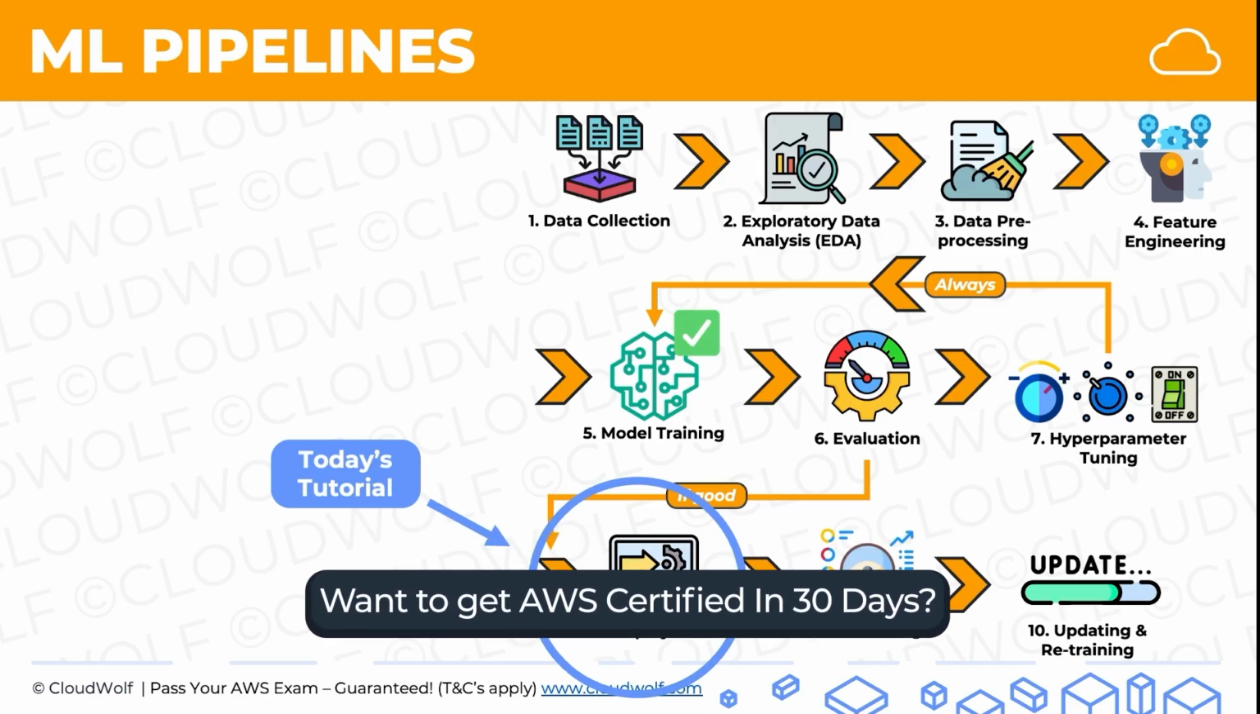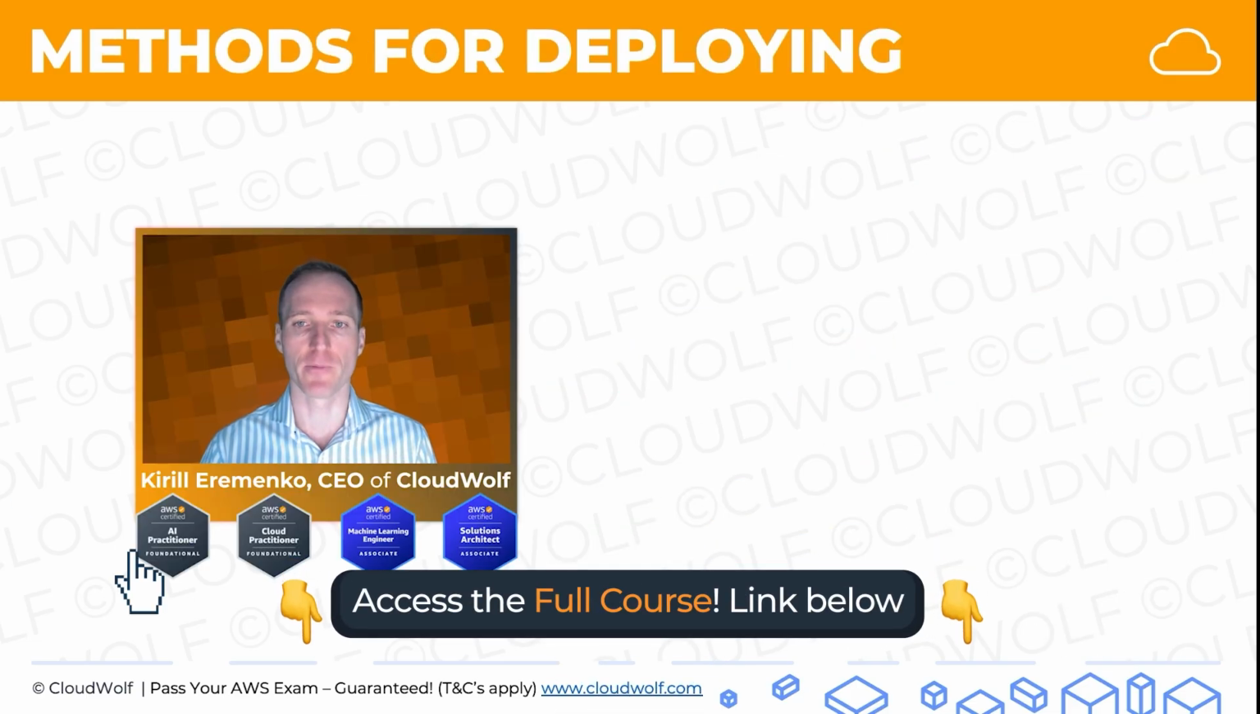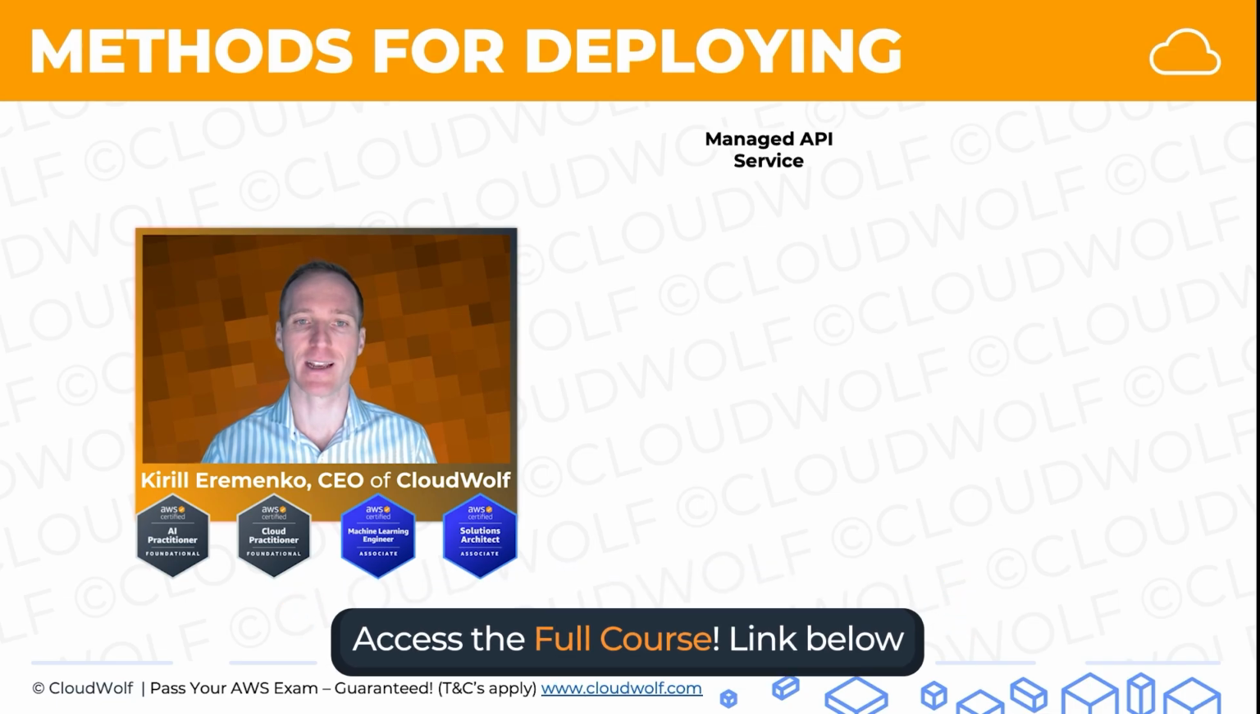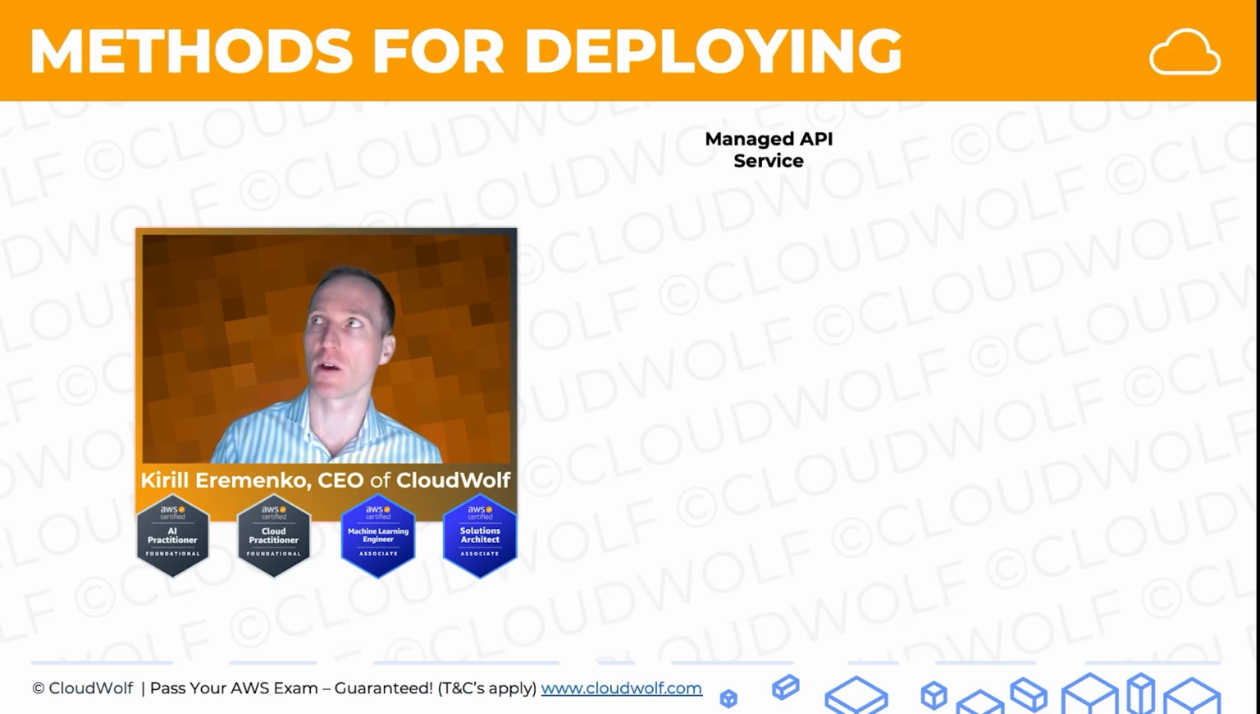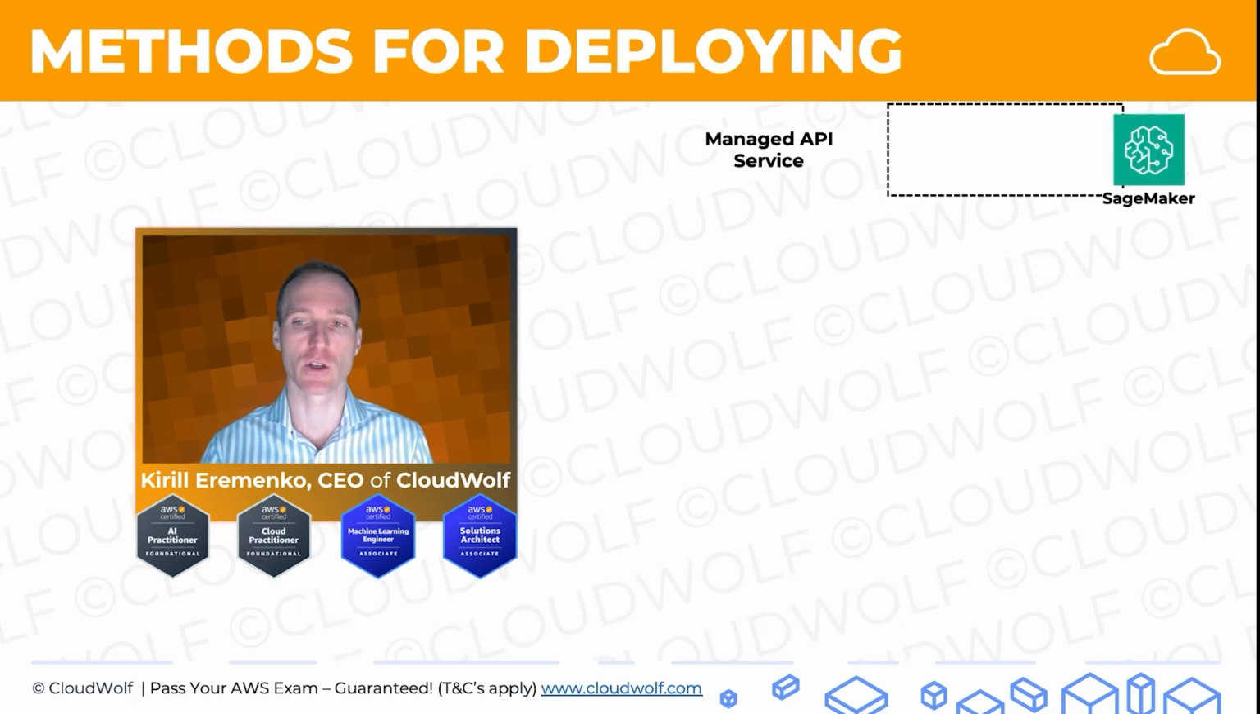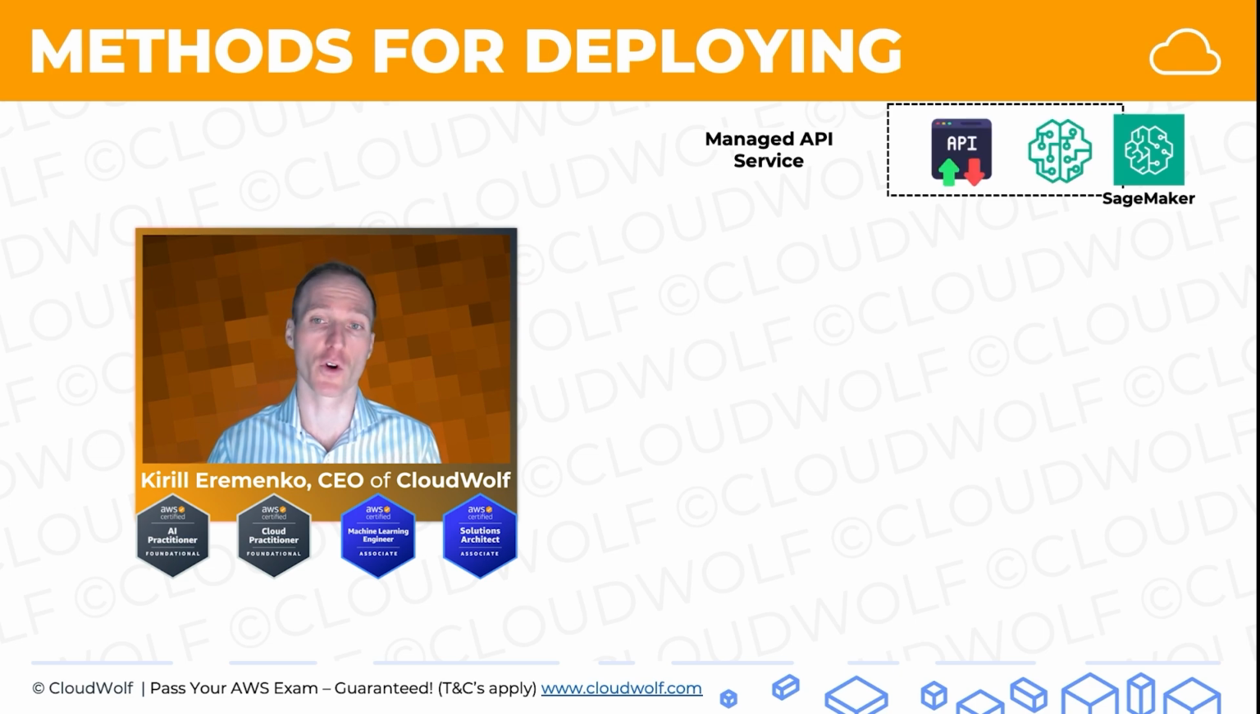So what happens in deployment? How can you deploy models? There are a few methods, and the first one is a managed API service. It's probably the easiest one to use. Basically, you use SageMaker. SageMaker does everything for you. You deploy the model through SageMaker, and it creates an API that you can call.